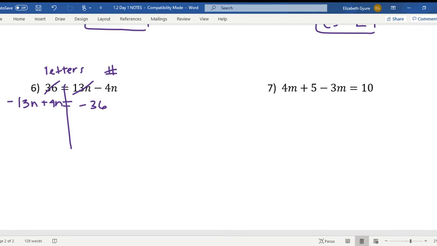Owen, what's negative 13N plus 4N? Sorry, my people at home are asleep.